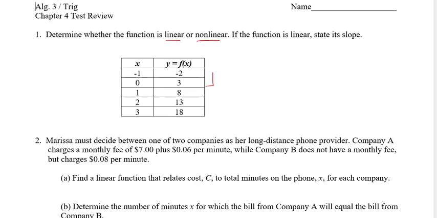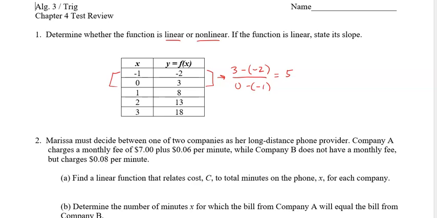You're basically just going to do the slope. So slope, remember, is y2 minus y1. So if I wanted to find the slope for this first set of points, I would do 3 minus negative 2, y2 minus y1, divided by x2 minus x1, and I end up with 5.